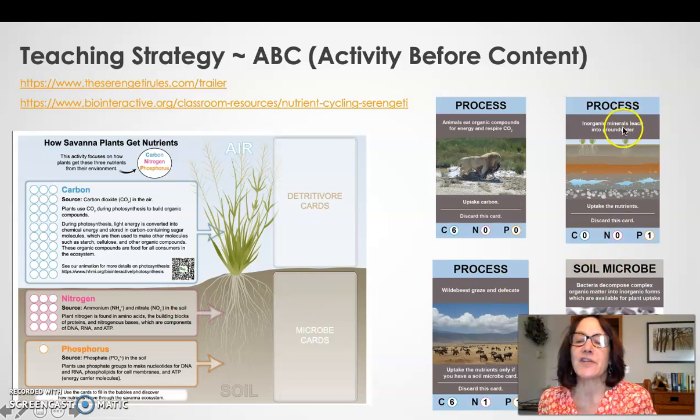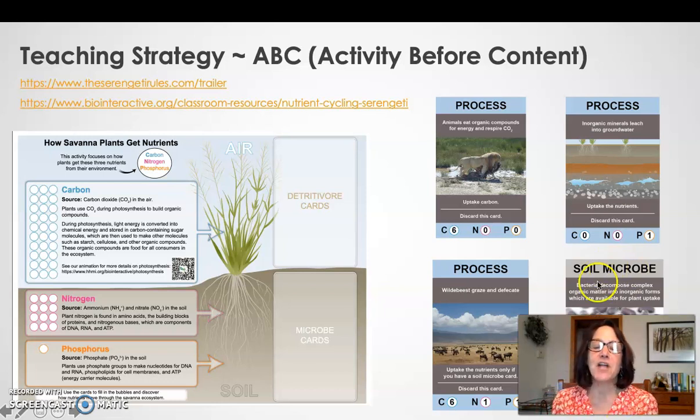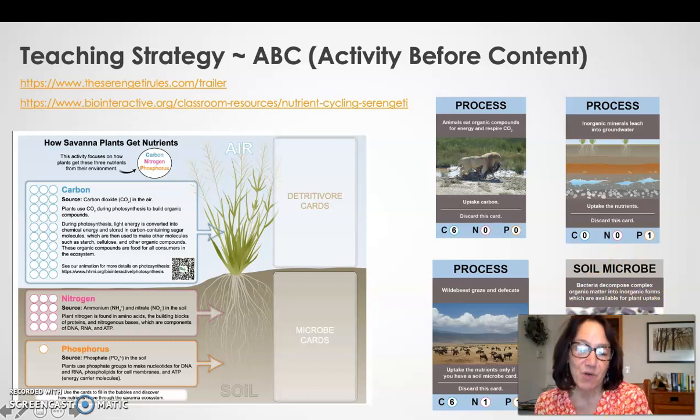Here's another process. Inorganic minerals leach into the groundwater. This is an example where I'm going to get 1 unit of phosphorus. And the very cool part of the activity is that students need to draw soil microbe cards. The bacteria decompose complex organic matter into inorganic forms, which are available for plant uptake. And so a lot of times they can't do a particular process unless it says, oh, can't do this unless you have a microbe card.